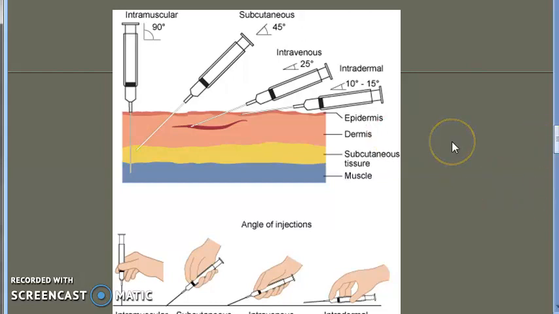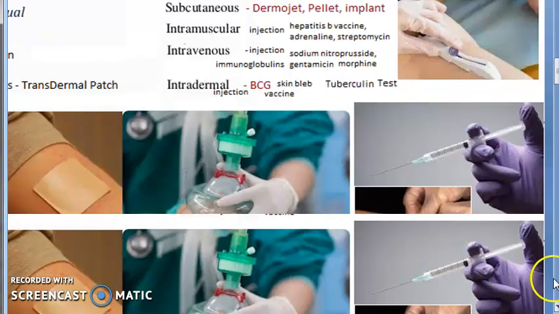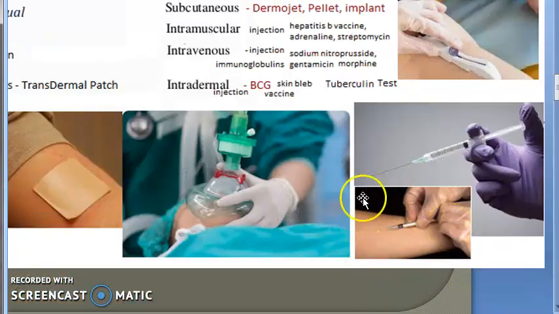So you need to know the examples also, okay? Here you can see the bleb. So this is transdermal. Sorry, what am I saying? Intradermal. Transdermal is the patch. This is intradermal injection. Here you have the BCG vaccine, as soon as a newborn baby is born, they'll give this type of vaccine, BCG. Tuberculin test, lepromin test, all of these are intradermal, okay.